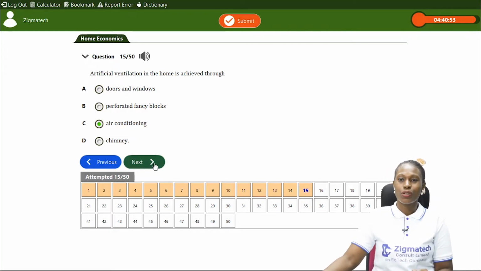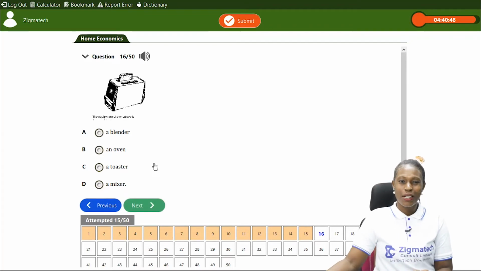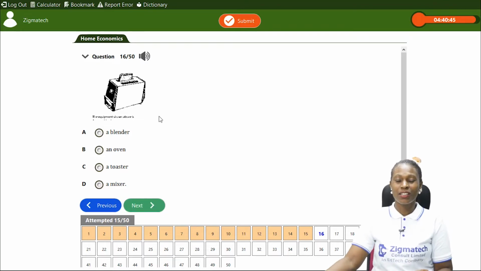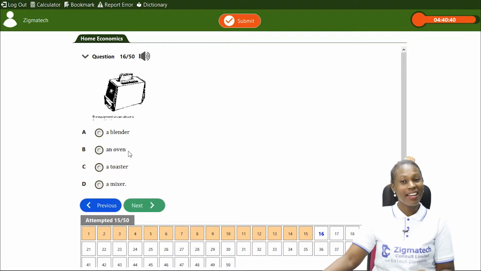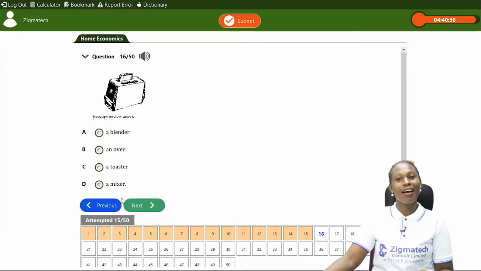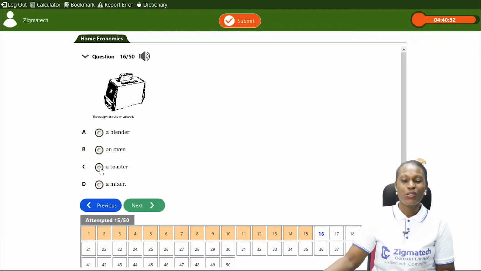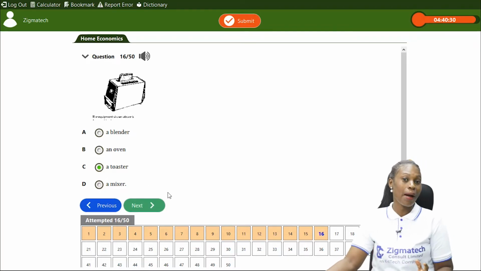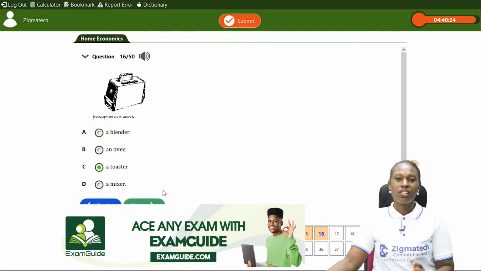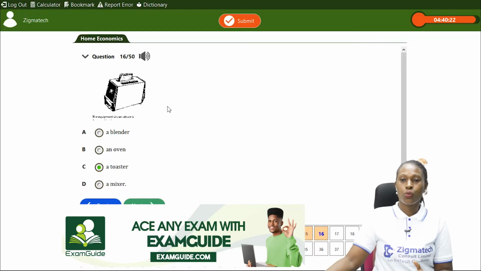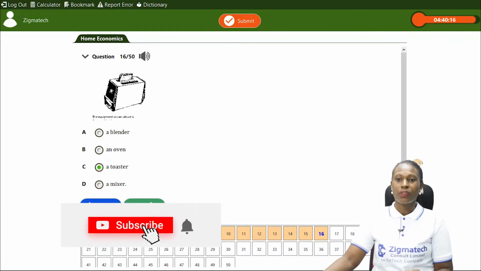So let's look at the next question. Now we have a diagram here. Are you familiar with this diagram? Now look at it properly, look at it closely. What diagram do we have here? Is it a blender, an oven, a toaster, or a mixer? I'm sure you should know this one, of course. Yes, it's a toaster. Now we use the toaster to toast our bread to give it this brown color, to make it look good. Now, there are different types of toasters, and this is one of them. So this diagram that we have here is the toaster. Now, let's move on.